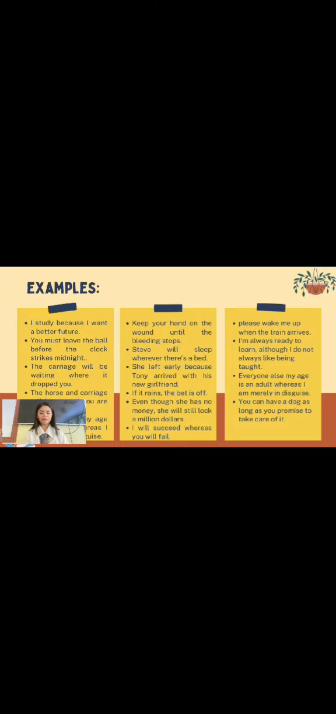So I'll read some of the examples. I study because I want a better future. So the subordinating conjunction here is because, giving the reason that she wants a better future. Another example, he must leave the ball before the clock strikes midnight. So the subordinating conjunction here is before, indicating that he must leave before the clock strikes midnight.